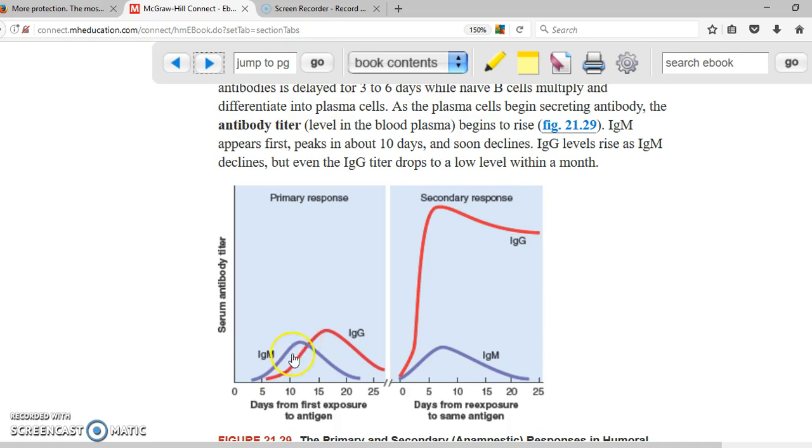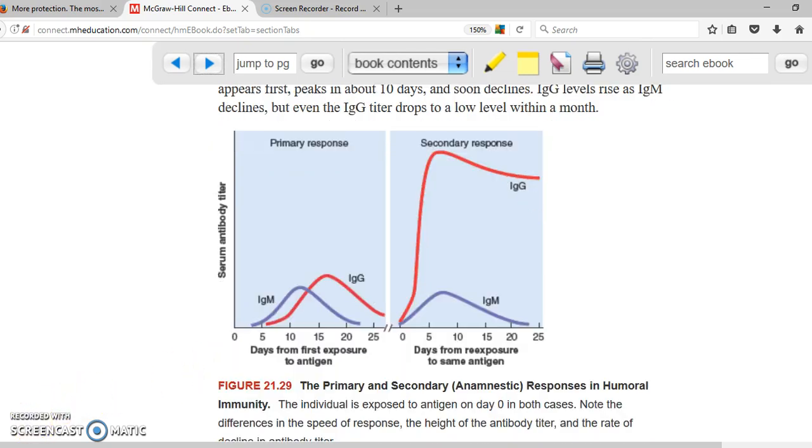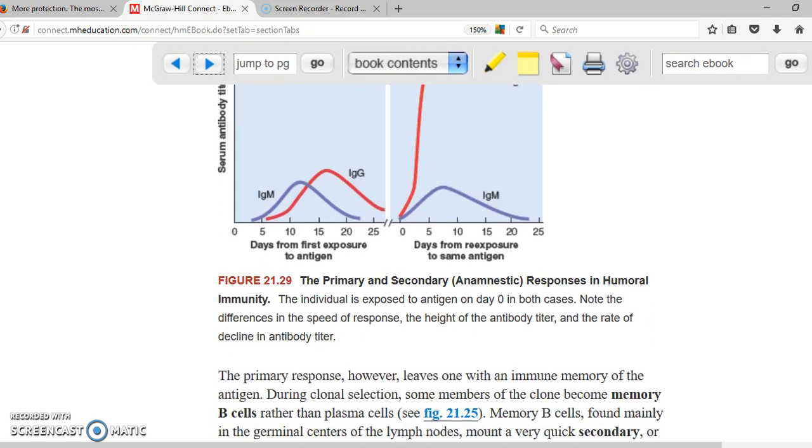What happens if you get another infection with the same type of microorganism? In that case, you're going to see here the secondary response. There's no delay in the presence of IgG and IgM. It's an immediate response, therefore not allowing the antigen to cause any sort of problems in our body. And as a matter of fact, you can see how high and how strong the response of our body is with the production of antibodies in order to destroy the microorganism. So it's very important to remember what antibodies you have in primary and secondary response.